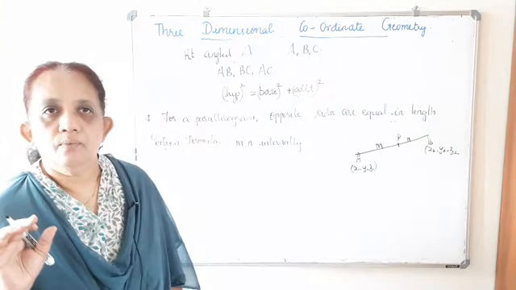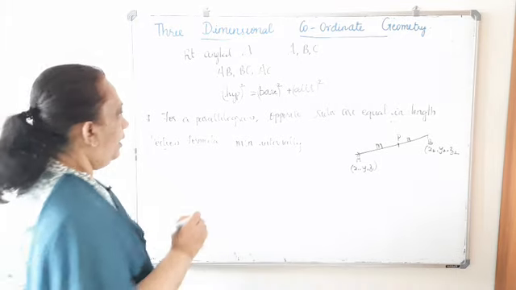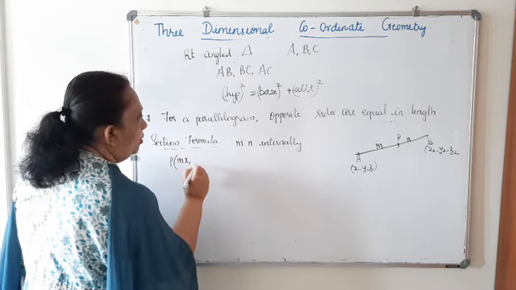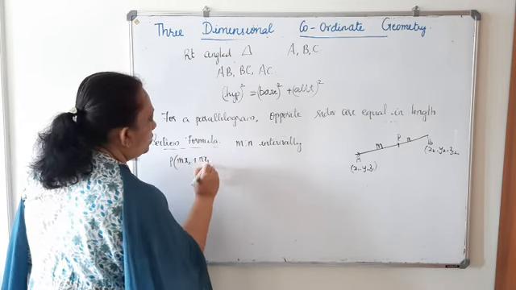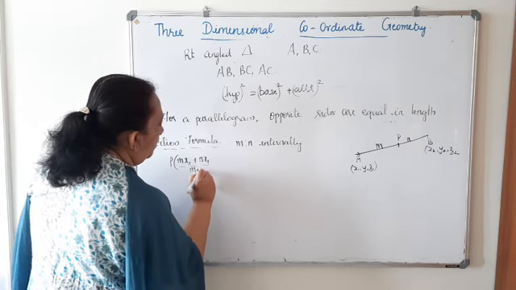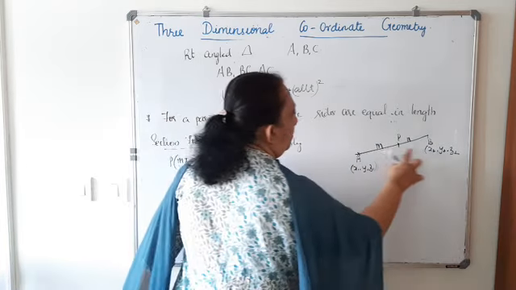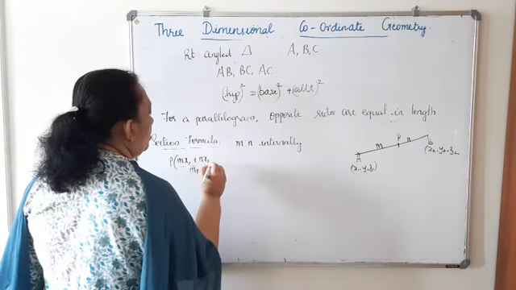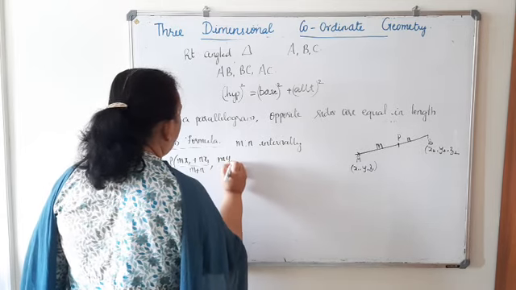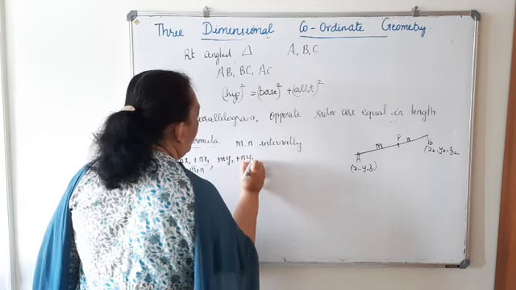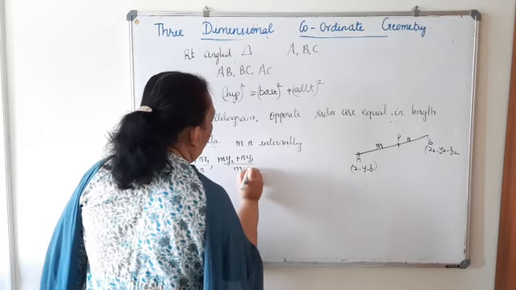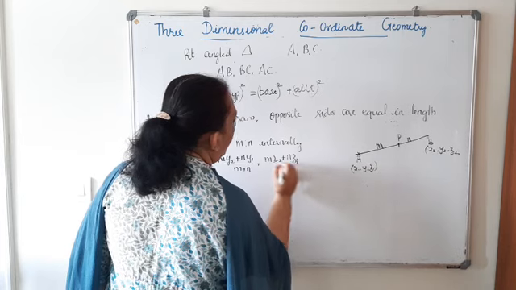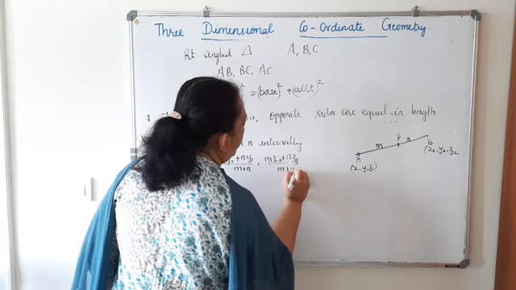So what is the coordinate of P? The coordinate of P is given by m x2 plus n x1 by m plus n. This is the x coordinate. What will be the y coordinate? m y2 plus n y1 by m plus n, and m z2 plus n z1 by m plus n.